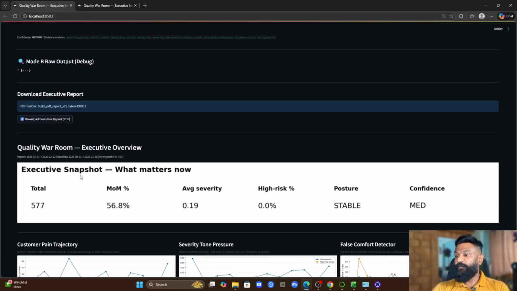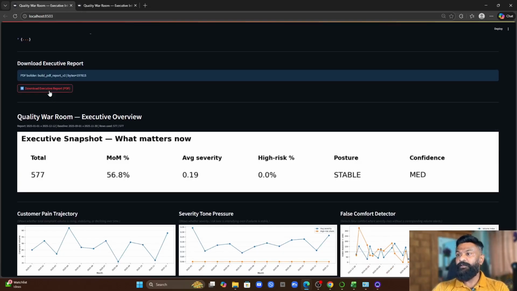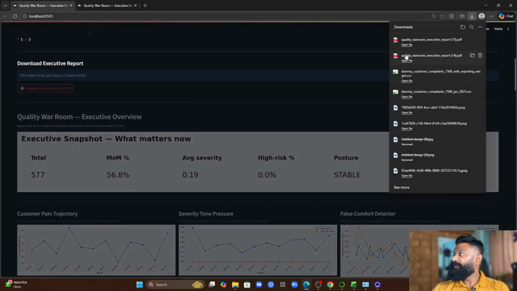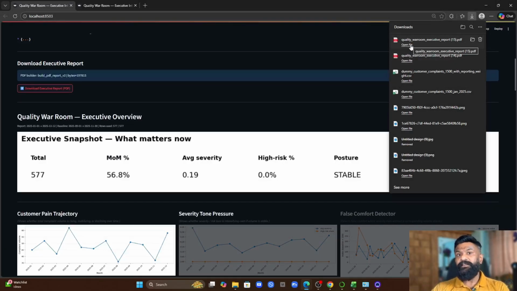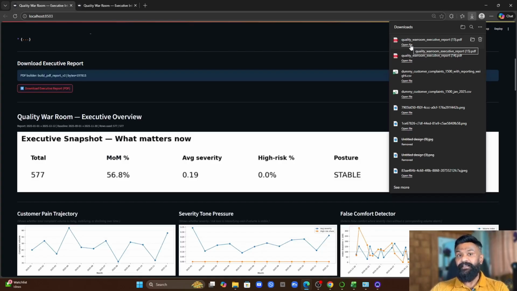And in step four, you click on executive report and you get this PDF report which can be downloaded and circulated. So this is not just the executive dashboard. This is decision intelligence. So what we'll do, we'll see one by one how it works.